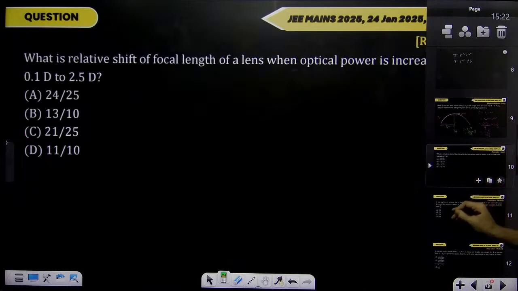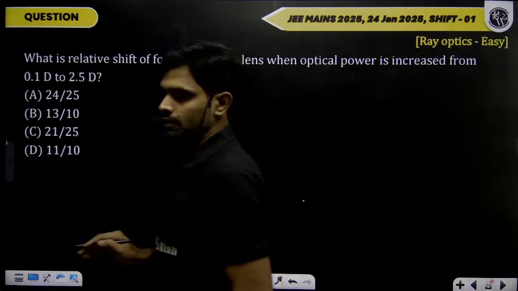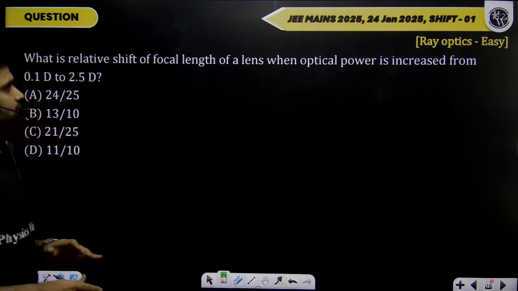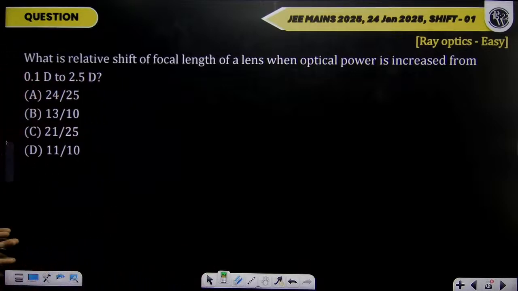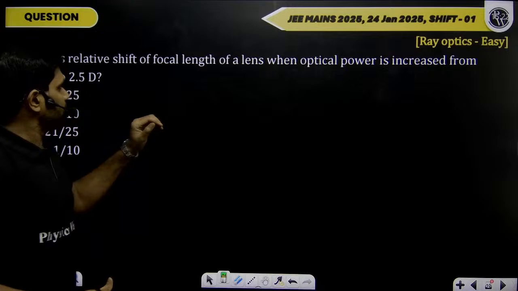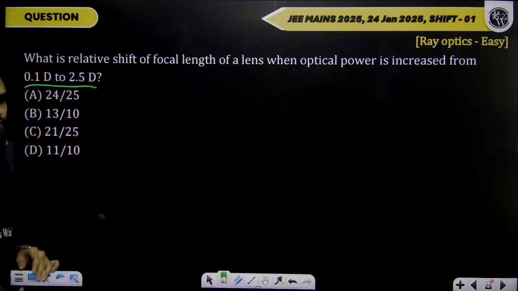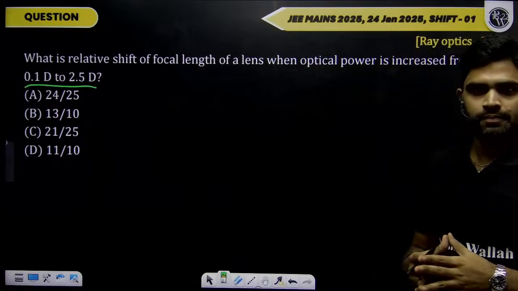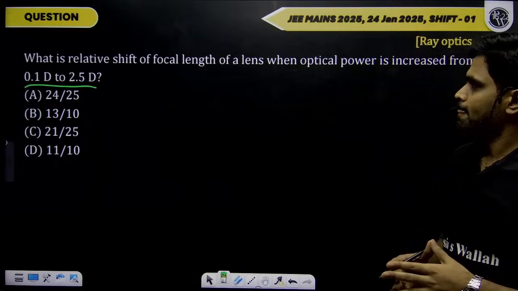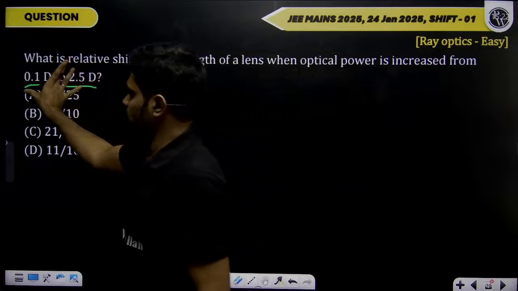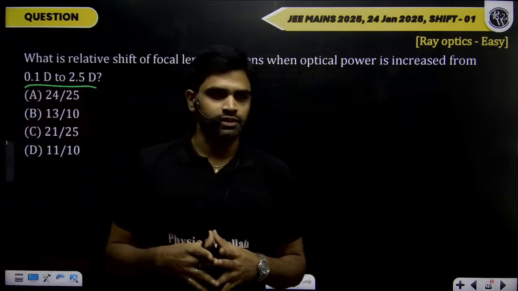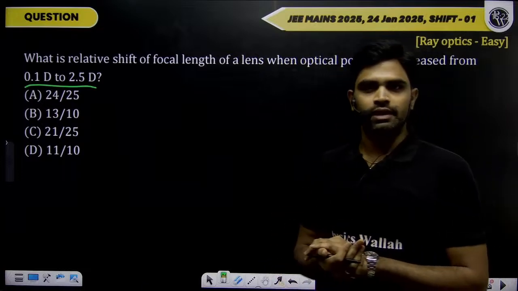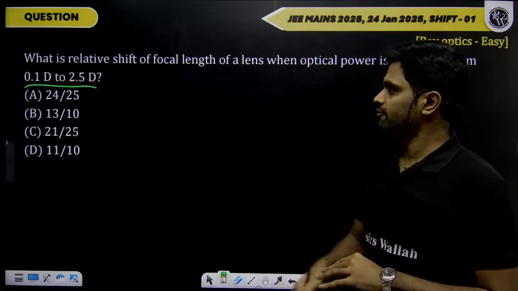Let us move to the next question. The next question is an easy question from ray optics, a direct formula based question. If power is increased from 0.1 D to 2.5 D, what is the relative shift of focal length? The power shift is very large. You can't use the error formula. We need to find F1, we need to find F2 and find delta F by F.